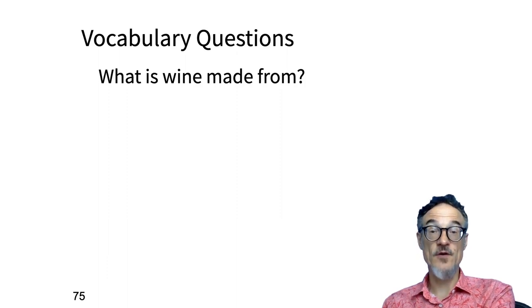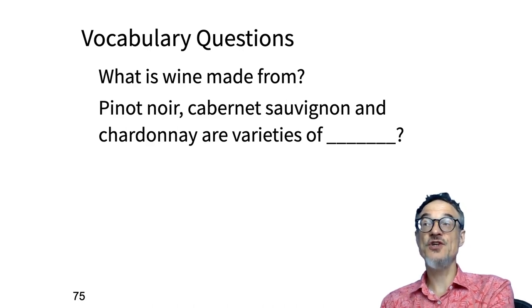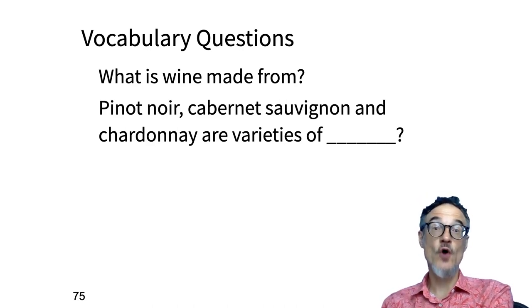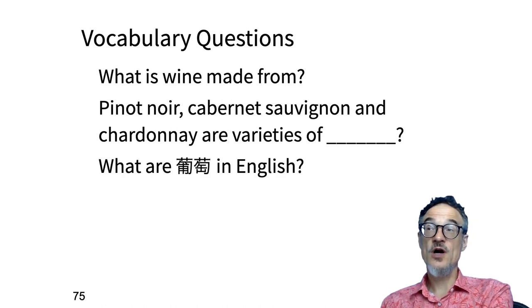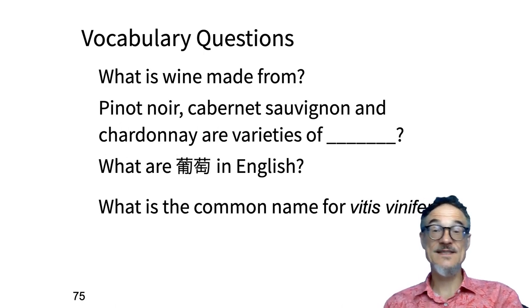What is wine made from? Pinot Noir, Cabernet Sauvignon, and Chardonnay are varieties of. What are Bordeaux in English? What's the common name for Vitis vinifera?